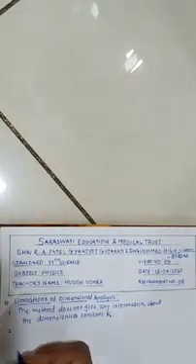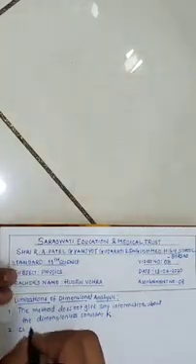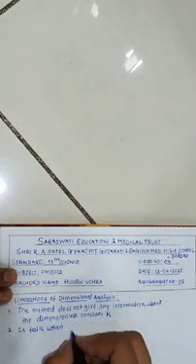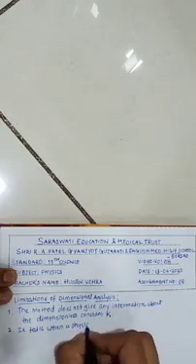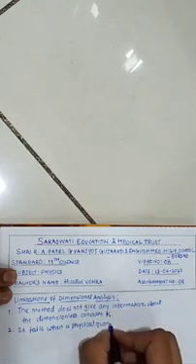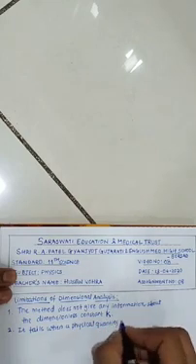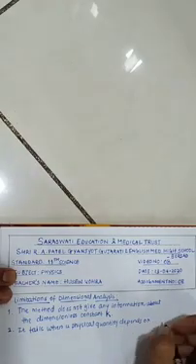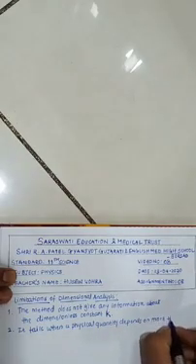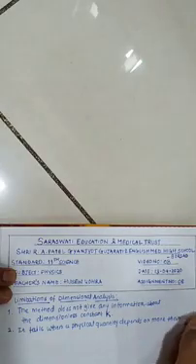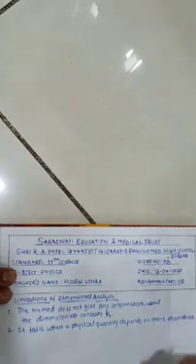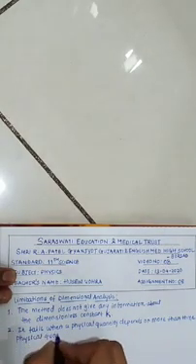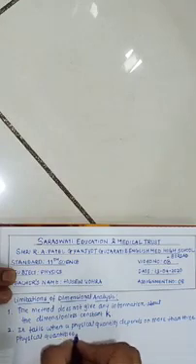Moving to the second limitation: it fails when a physical quantity depends on more than three physical quantities. If it depends upon more than three physical quantities, then it fails.